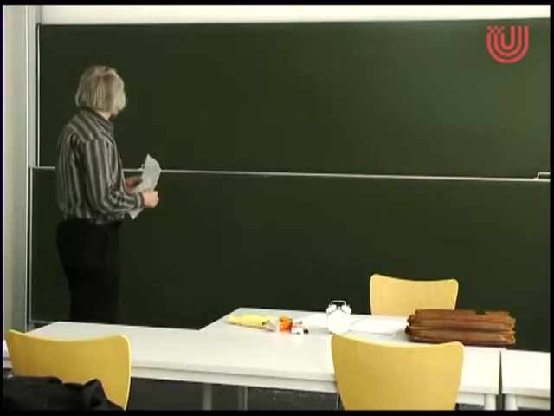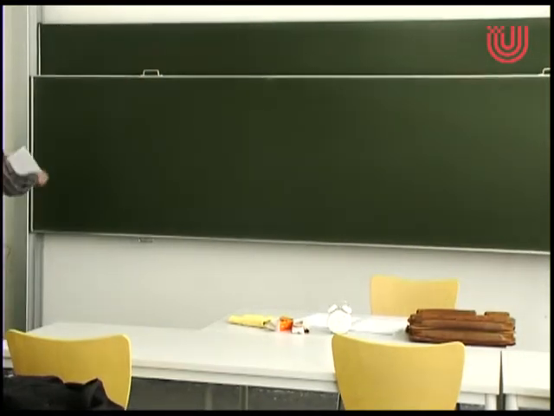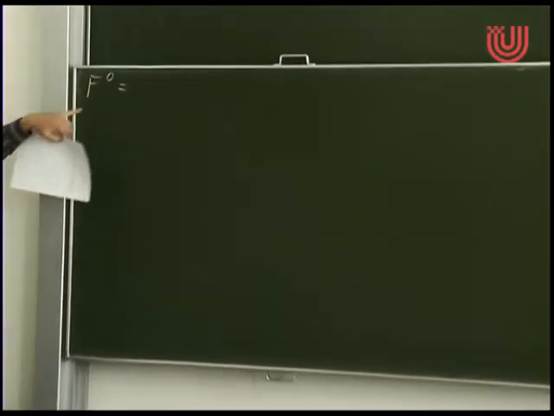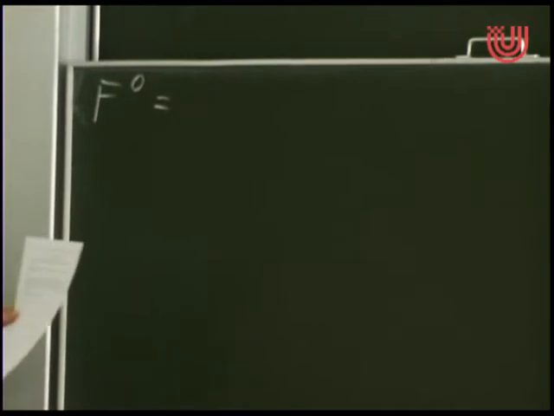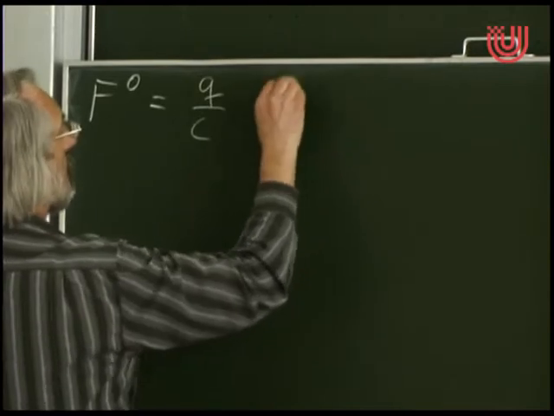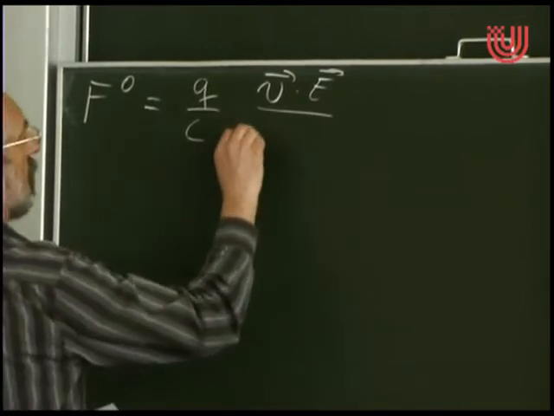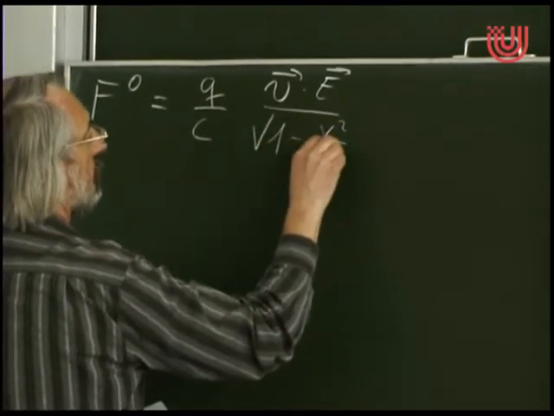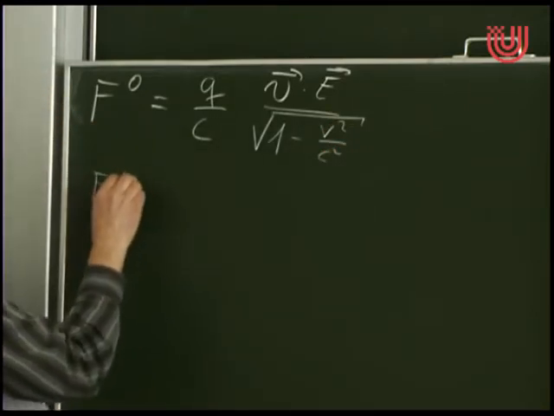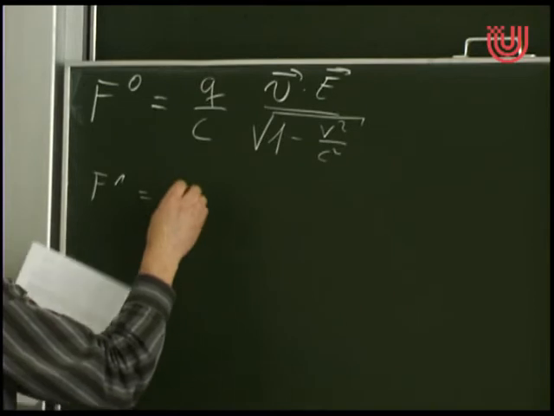And then I've written it into space and time components separately. I think I have to write this again. So the force was F with an upper index mu, and then I'll write F0, F1, F2, F3. And F0 turned out to be Q, that's the charge of the particle, over C, V dot E. V is the usual 3-velocity, E is the electric field, over the square root of 1 minus V squared over C squared. And for F1, F2, F3, we found, let me see, Q over the root.